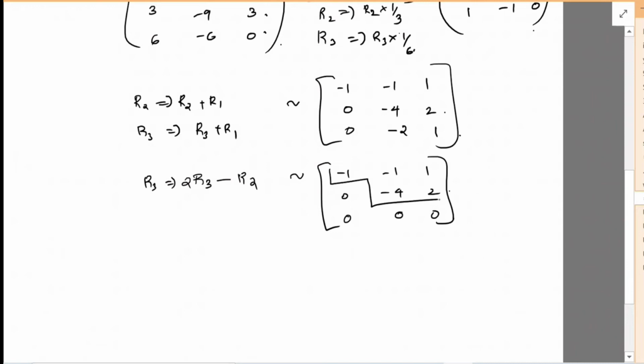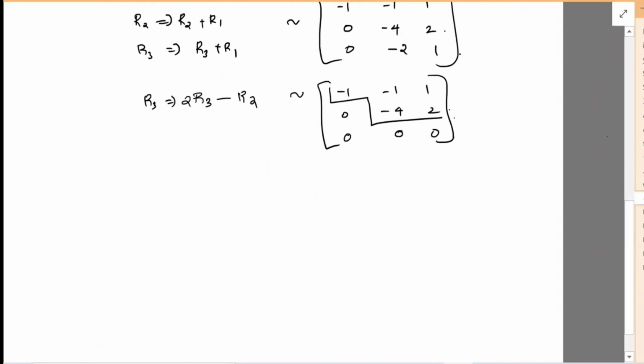Here you can see that the rank is equal to 2, which is less than the number of variables. So we can find infinite solutions. So identify the free variable. Which one is the free variable? Z is the free variable. So here only one free variable is there, so we need to find out only one independent eigenvector.